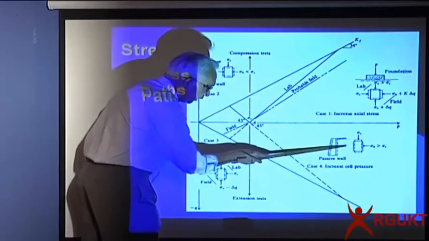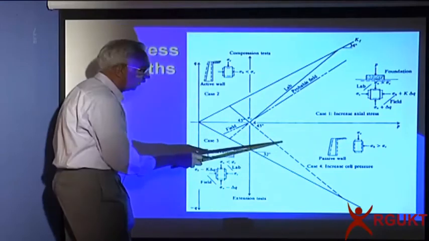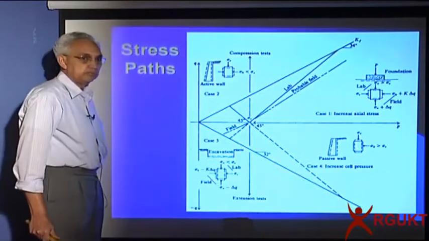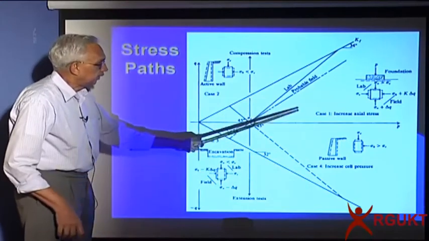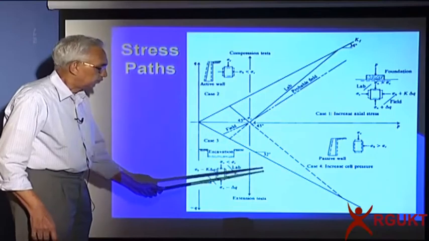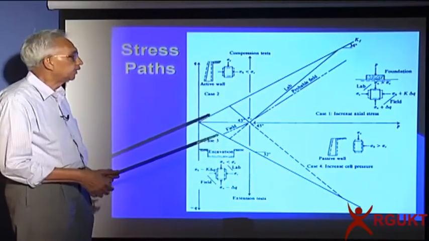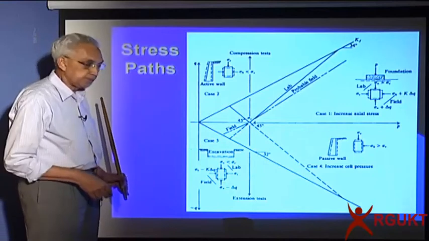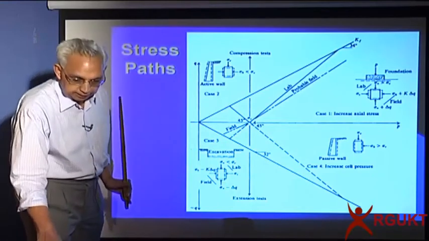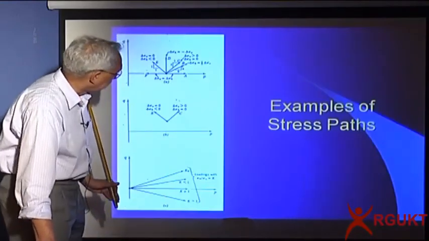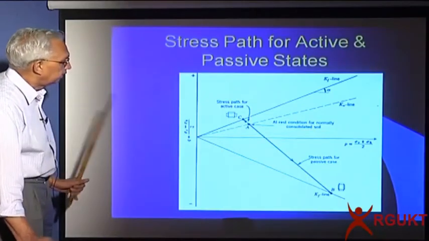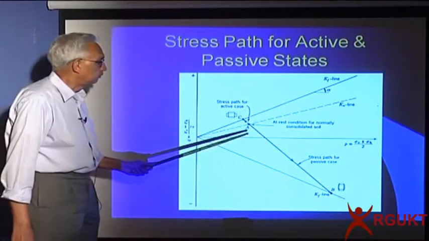And if you are pushing the wall into the soil, we call it the passive case, we get the stress path in the fourth quadrant. First quadrant, second, third, fourth. So you can visualize how the stresses are changing within the stress space, and that tells you how the soil is going to behave. These are some of the examples in which it can keep on changing, and this is one of the most illustrative ones.